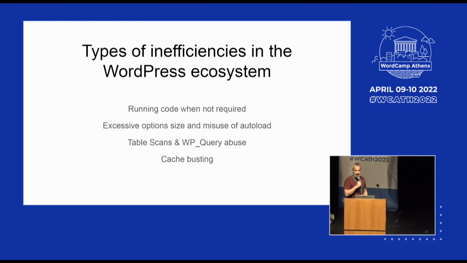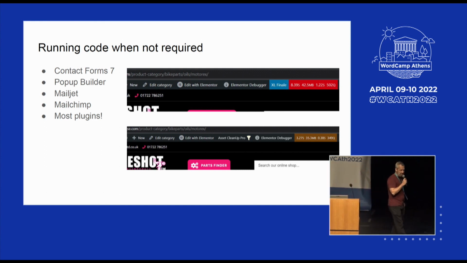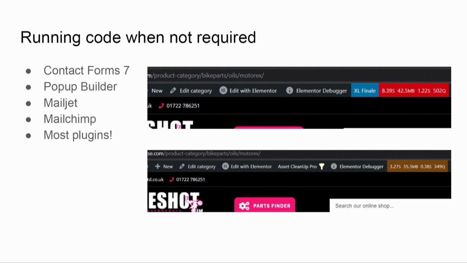And then I want to talk about cache busting as well, because that's still a big problem that we have. Okay, so I'm sorry if anybody here is from Contact Forms, Pop-Up Builder, Mailjet, or MailChimp, but this is a problem that exists in most plugins. So this here, if you see it on the screen, this is a performance optimization for a client of mine, right? So they had not a huge amount of products, something like 200,000.